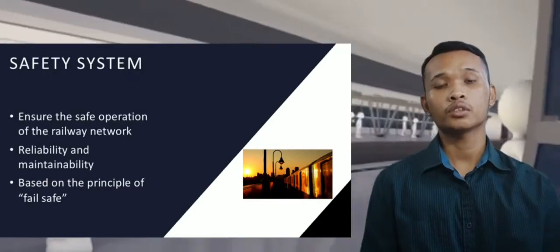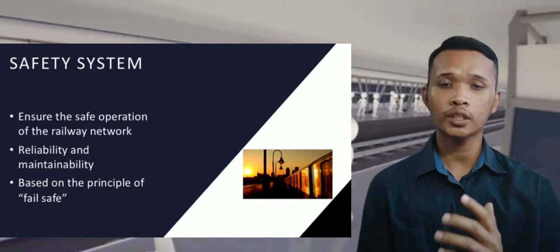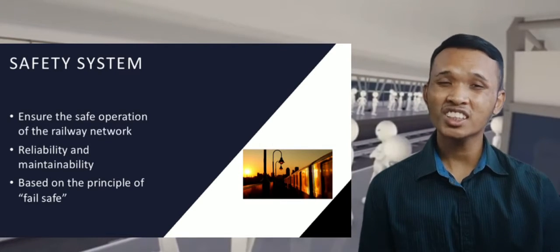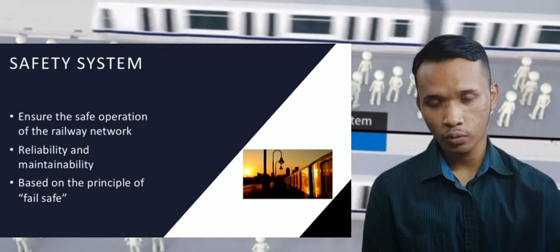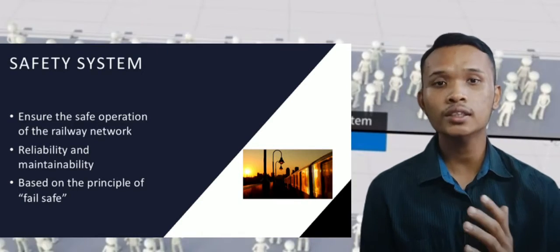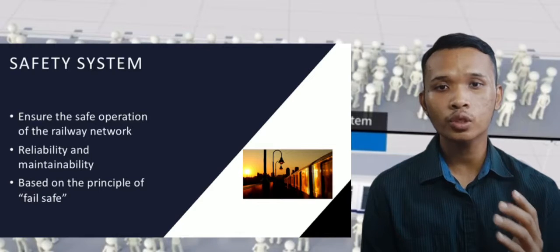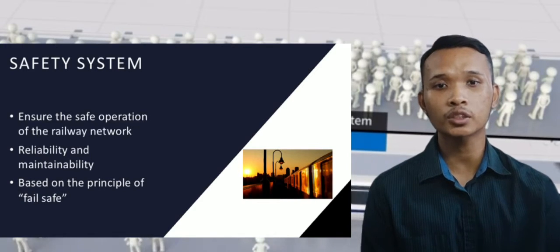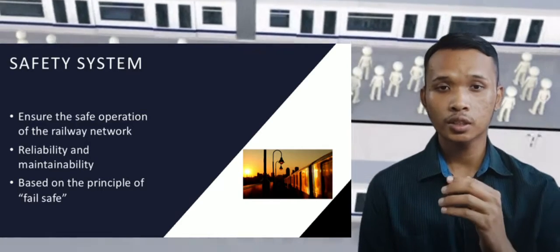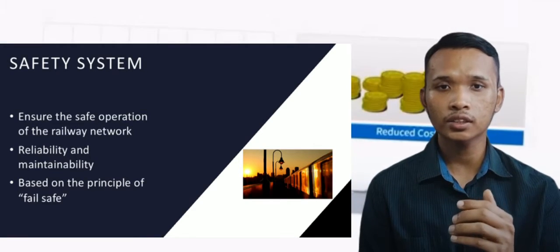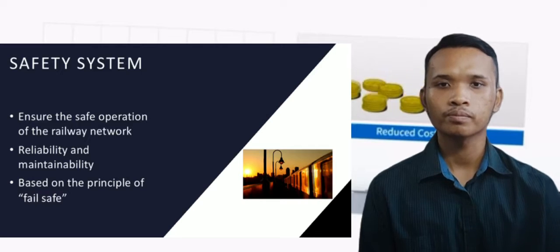Railway signaling systems are good at ensuring the safe operation of the railway network. The functionality of the signaling system is based on the principle of fail-safe. This means that the railway section where a failure is located will not be fully operative until the failure is repaired, since safety cannot be ensured. Hence, the dependability of the system directly affects the capacity of the network.